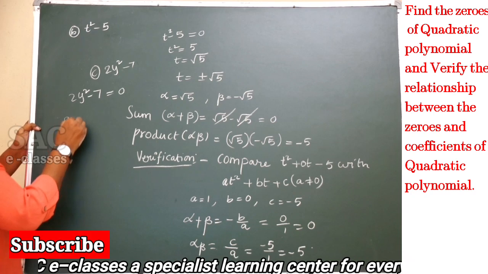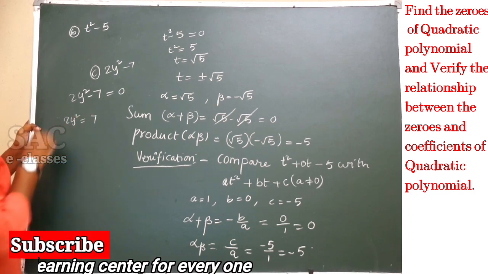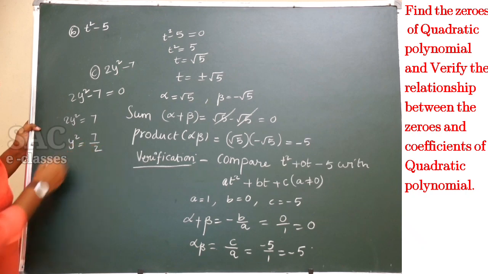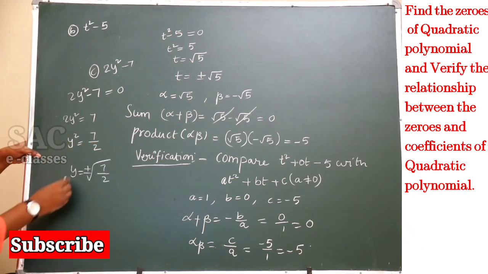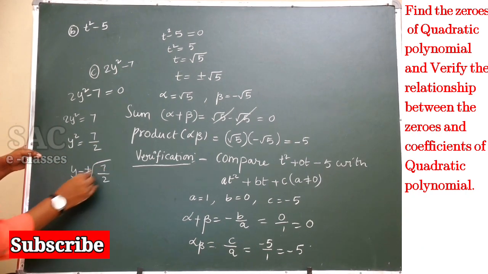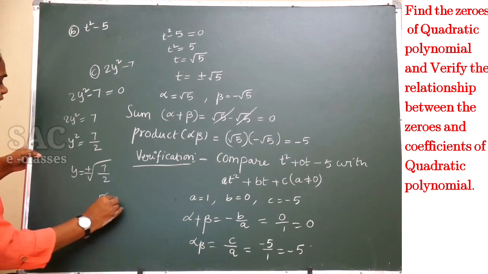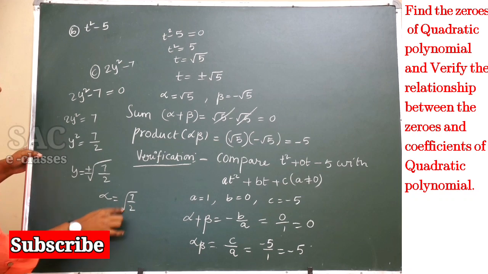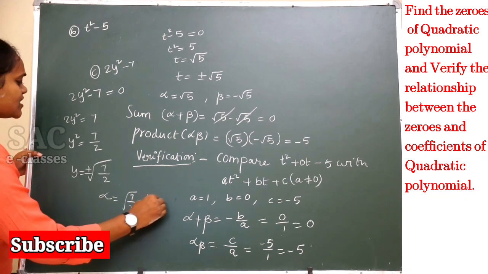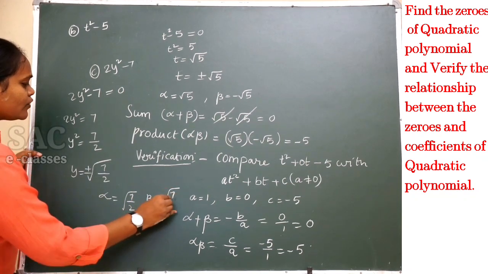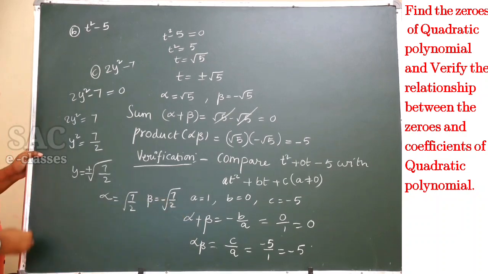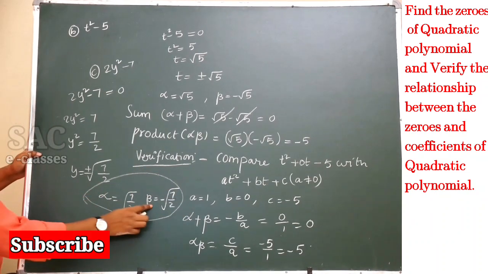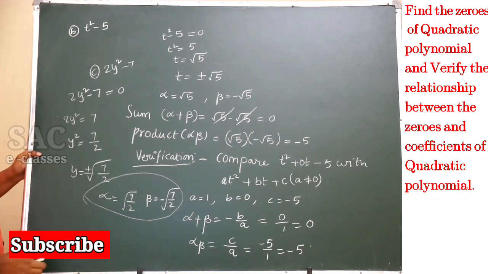Then 2y square is equal to 7. Then y square equals 7 by 2. Now y equals plus or minus root over 7 by 2, then you can write alpha as root over 7 by 2, and beta equal to minus root over 7 by 2. In this way we can find them, and you will find the sum and the product.